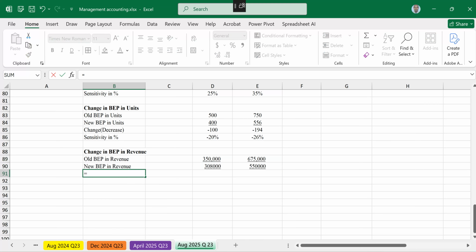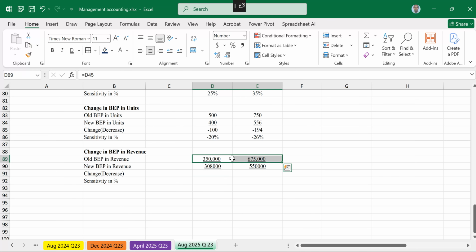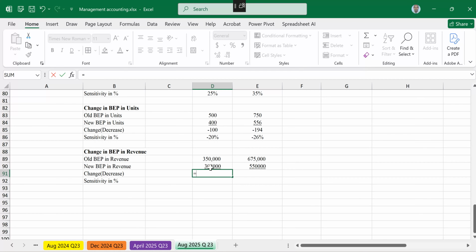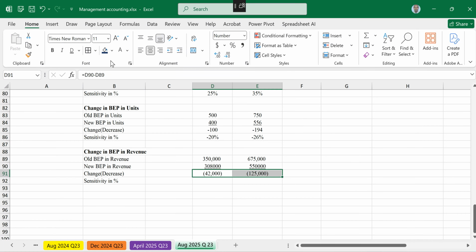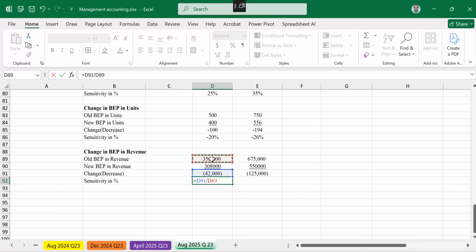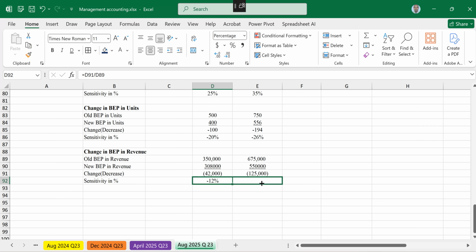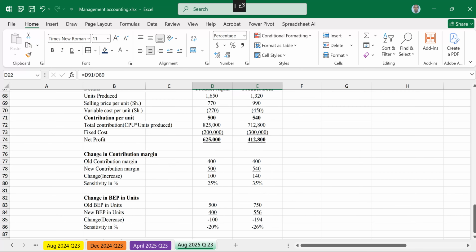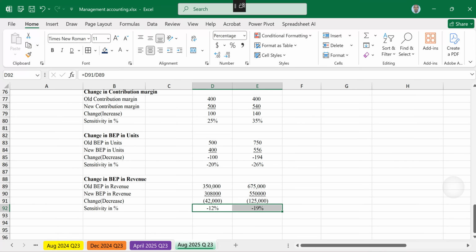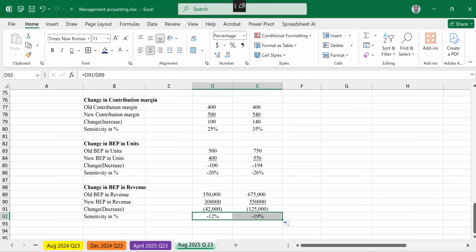Change, which is decreasing, then sensitivity in percent, which is also decreasing. Now change will be equal sign, the new one, 308, minus the old one, 42, drag across. Then sensitivity in percent is the change divided by the old BEP in revenue, and that is 0.12%, which will be dragged across. So that is what was needed in that question to carry out a sensitivity analysis to see how a favorable change in those variables, except fixed cost, is going to affect contribution margin and break-even point, both in units and also in revenue.